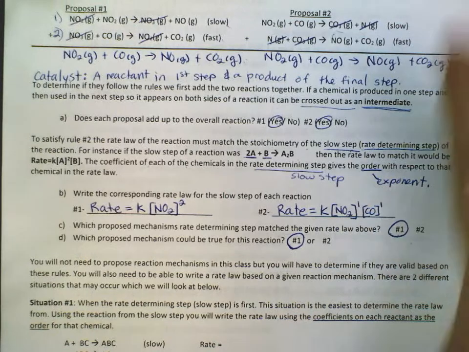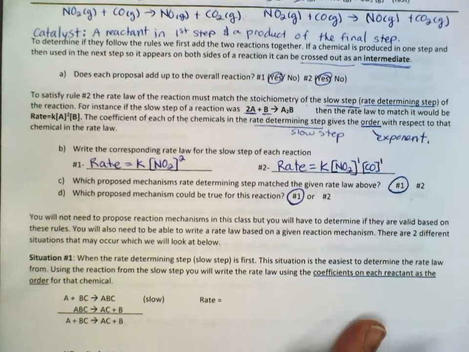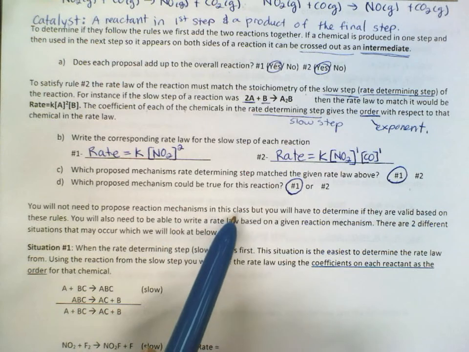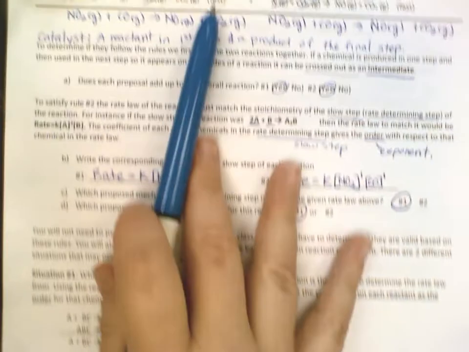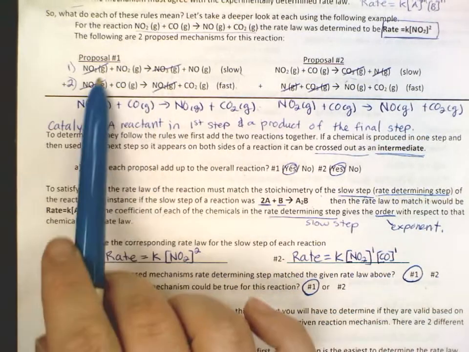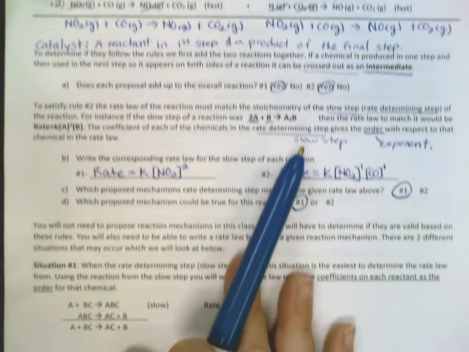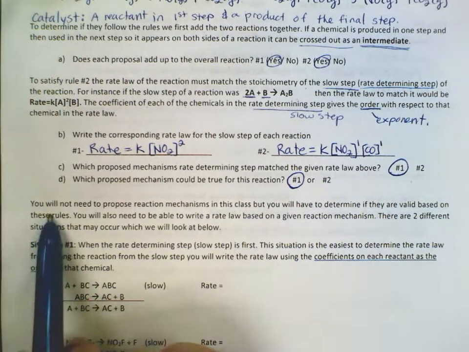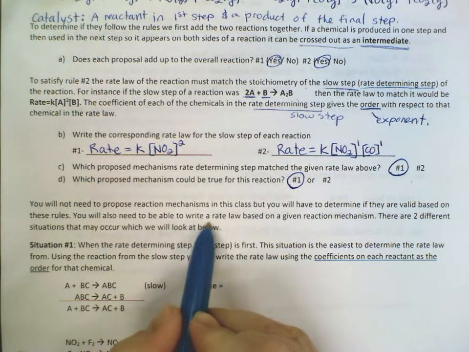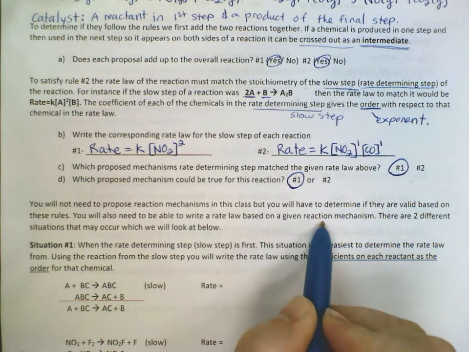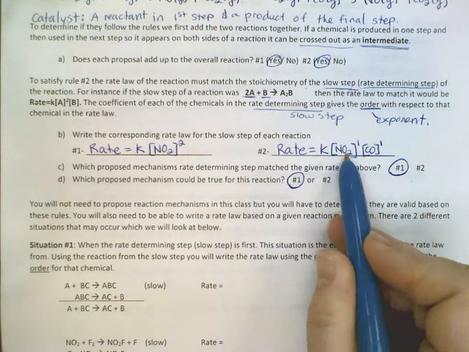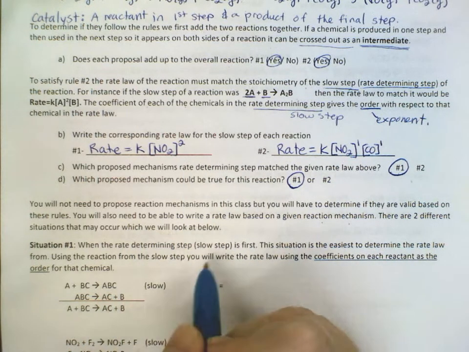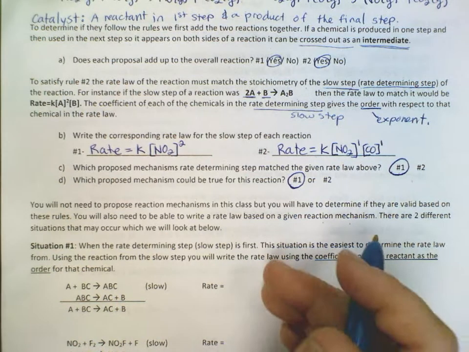So, continuing down, it says you will not need to propose reaction mechanisms in this class. So you don't have to come up with these sets of reactions on your own, but you would have to determine if they're valid based on these rules. You also need to be able to write a rate law based on a given reaction mechanism, just like we did here and here. There are two different situations that may occur to write the rate law, which we're going to look at below.